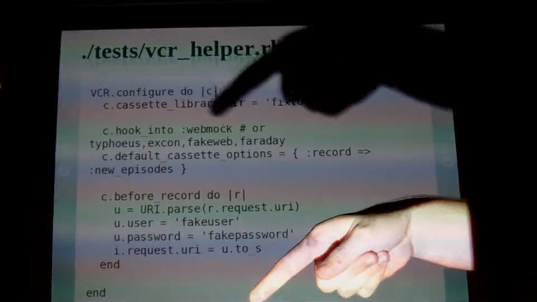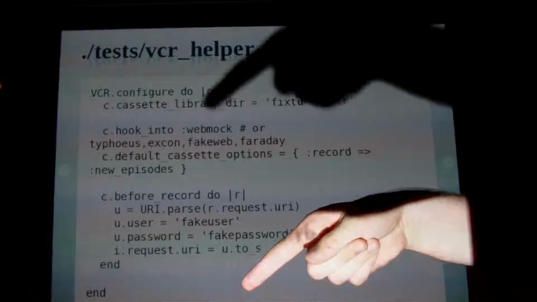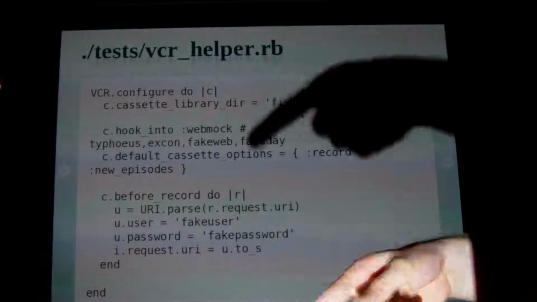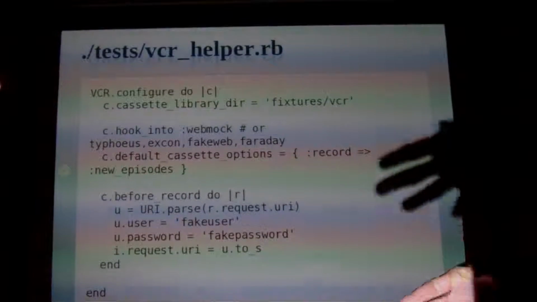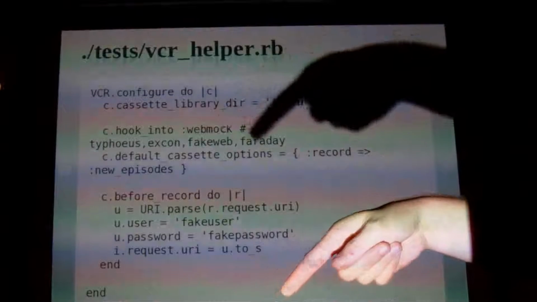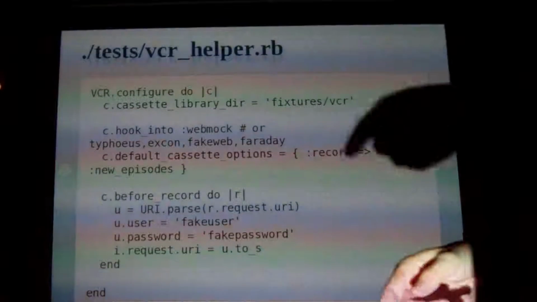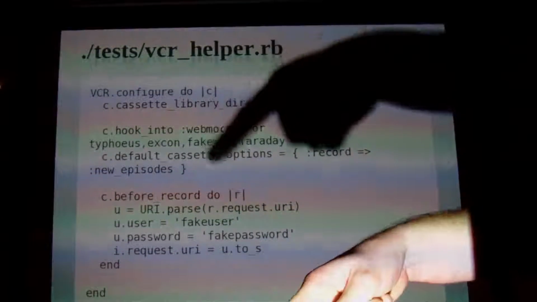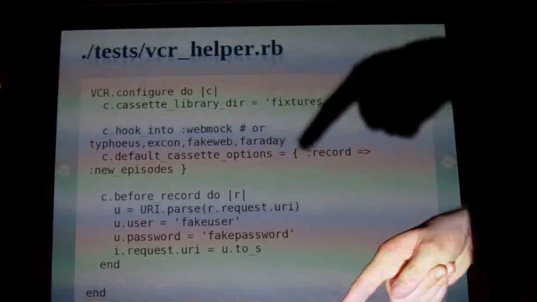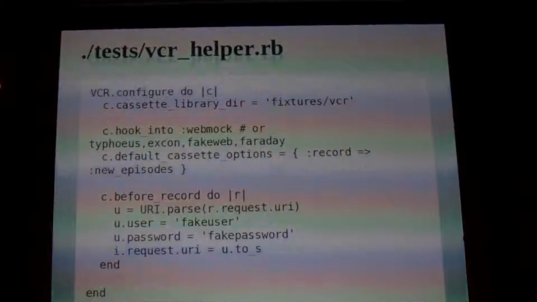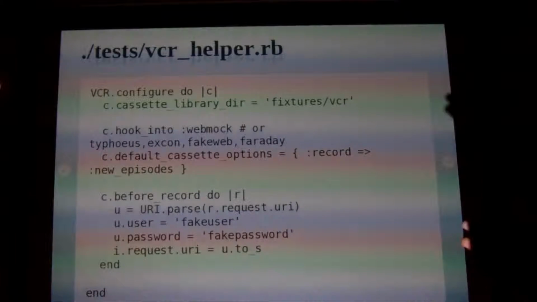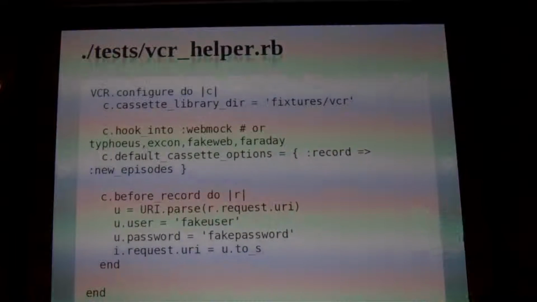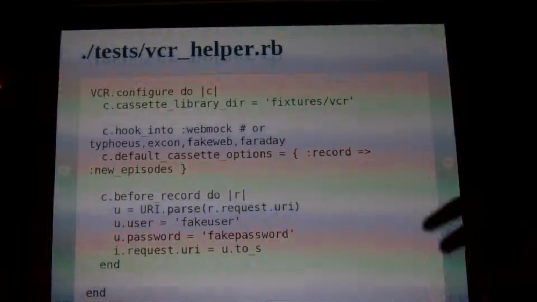Then you can use it in Ruby. You have different libraries for mocking the HTTP communication. So if you prefer something else than webmock, you can use it. Doesn't matter. This is a default cassette option. It basically says that if there is a new HTTP interaction, record it. Otherwise, just replay the ones that are already recorded.